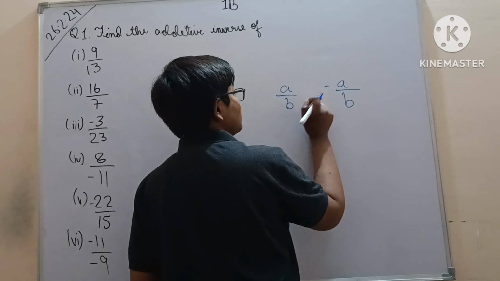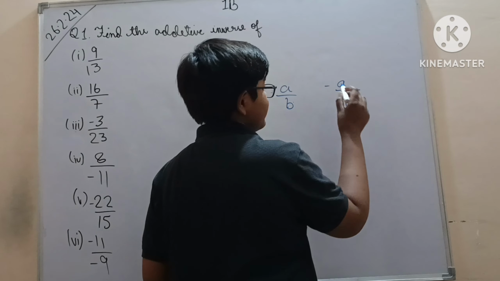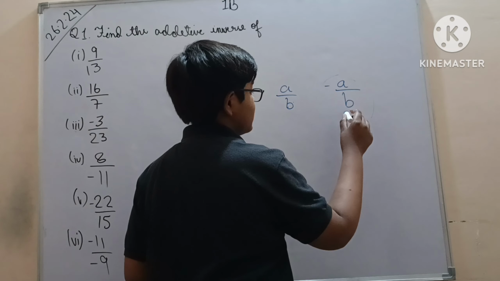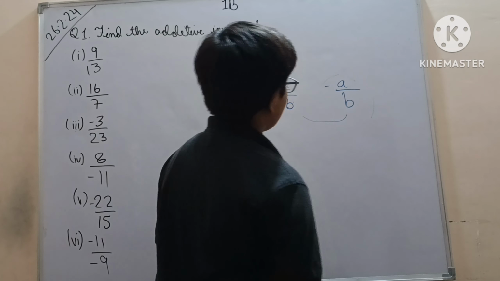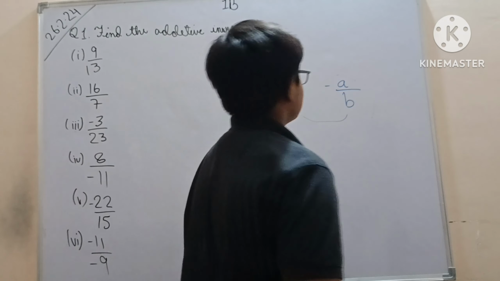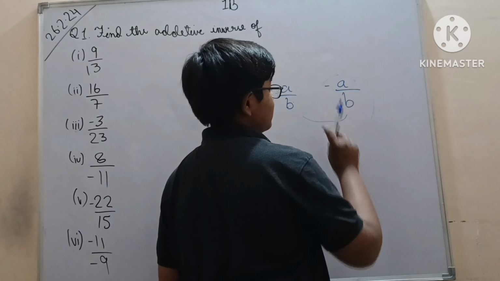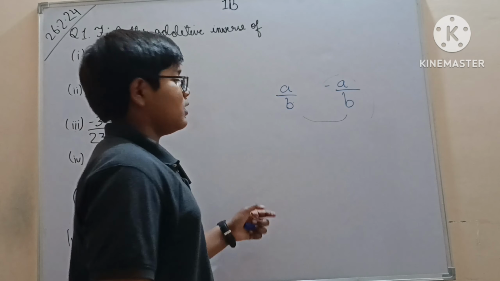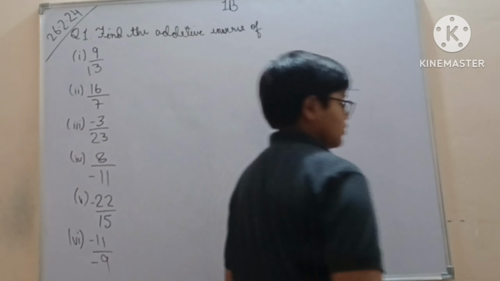they are not equal to. This is the additive inverse of this rational number, and this rational number is the additive inverse of this rational number. There should be a minus sign, then it would become the additive inverse of the own rational number.